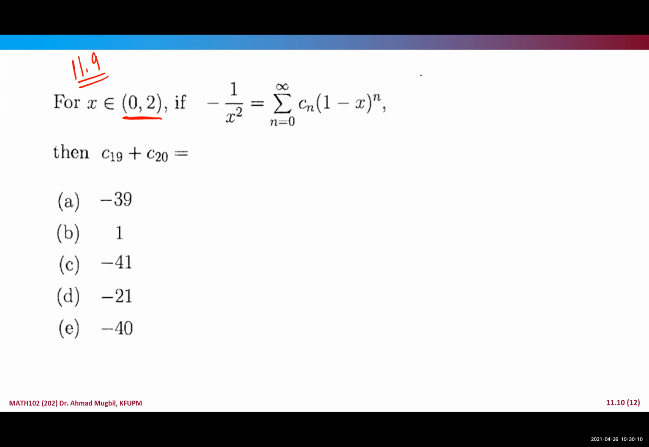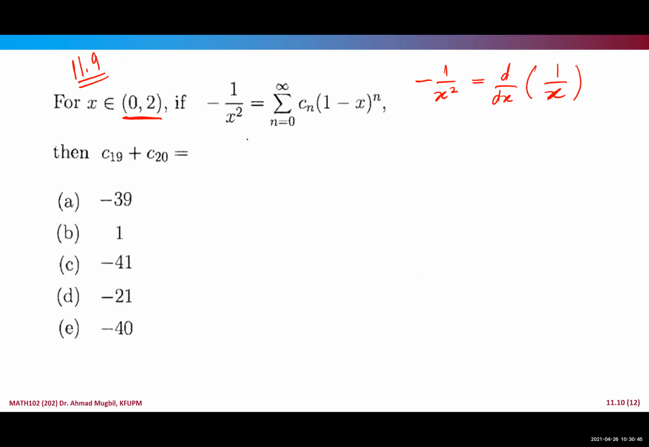What you can do here, you can ask yourself, what is negative 1 over x squared? It is the derivative of what? 1 over x, is that right? When you differentiate 1 over x, you will get negative 1 over x squared. The question becomes: what is 1 over x as a power series?